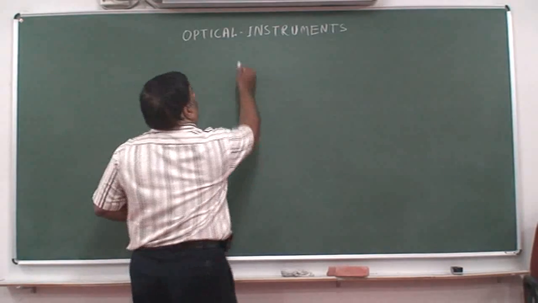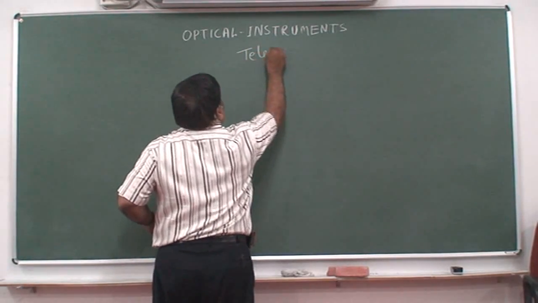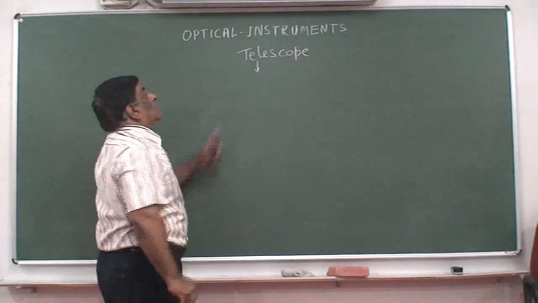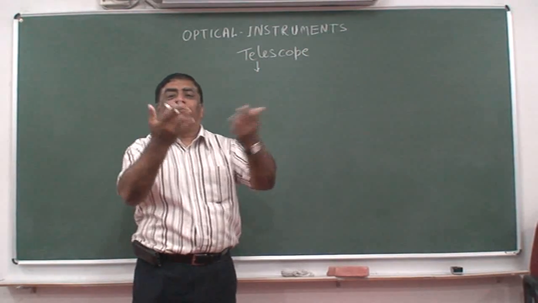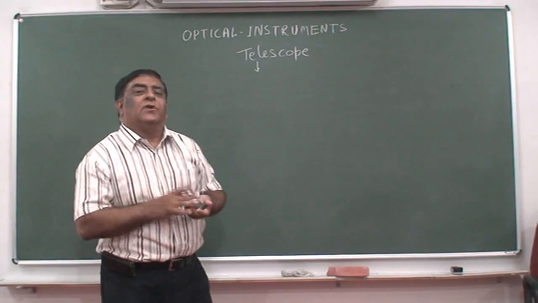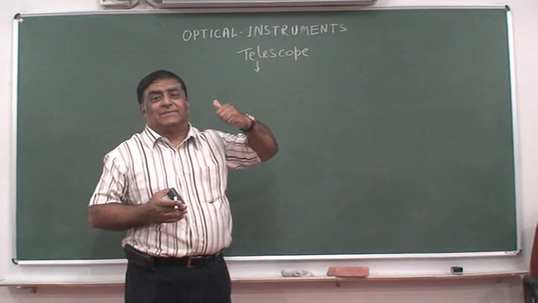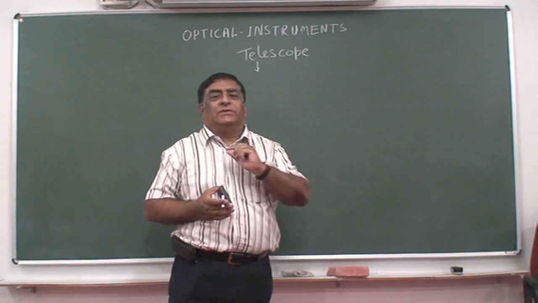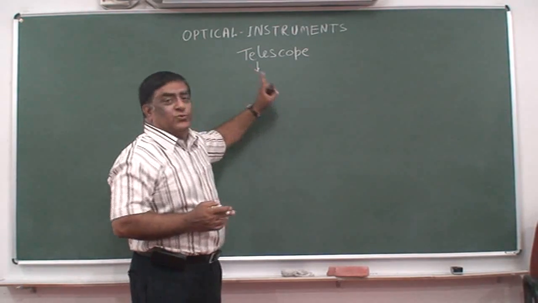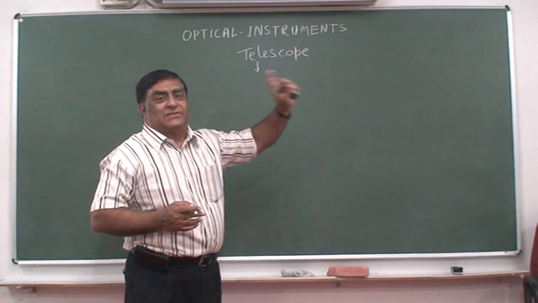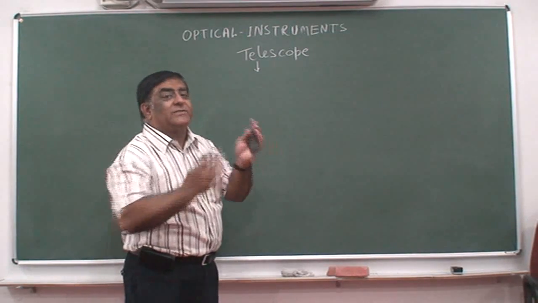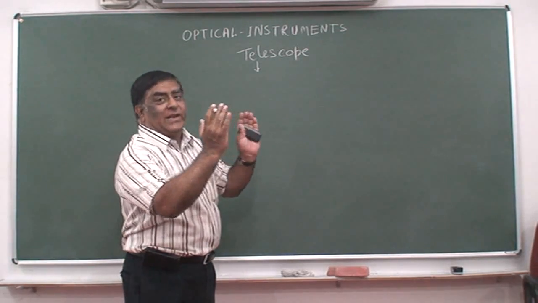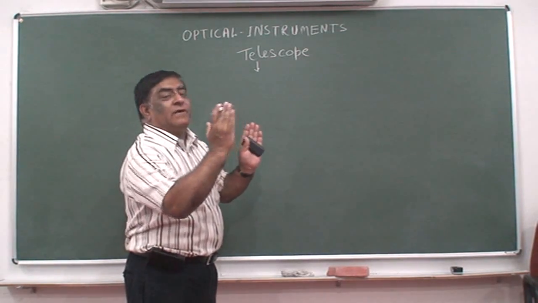Today's topic is telescope. Tele is distance, scope to see. When we want to see objects at large distance, then we use this equipment. So this device, telescope, is used for seeing distant objects close to us and magnified, so that their image is very large and we can resolve it better.